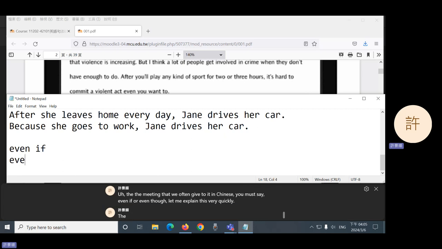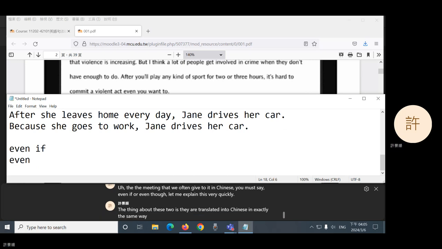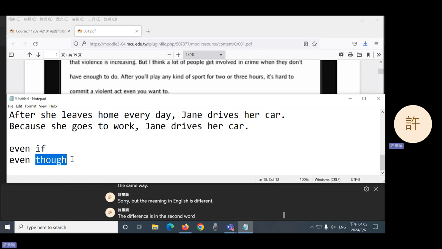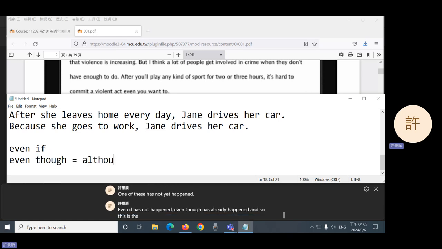The thing about these two is they are translated into Chinese in exactly the same way. But the meaning in English is different. The difference is in the second word. One of these has already happened. One of these has not yet happened. Even if has not happened. Even though has already happened. And so this is the same as although.